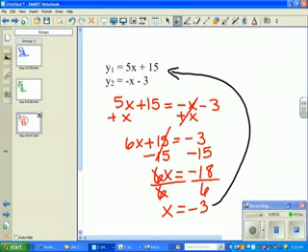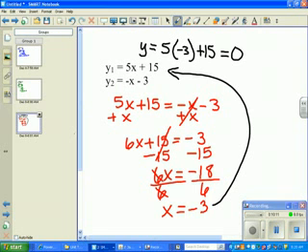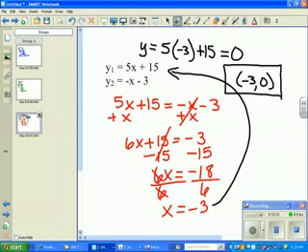I'm coming back up to that equation. y equals 5 times a negative 3. What's 5 multiplied by a negative 3? Negative 15. Add your 15. So my ordered pair, this is the final thing you write down. x gets written first, y gets written second. So here's my final answer. That is where they intersect.